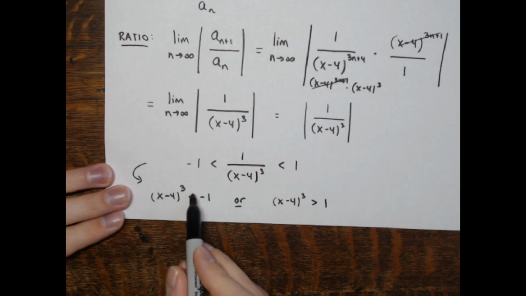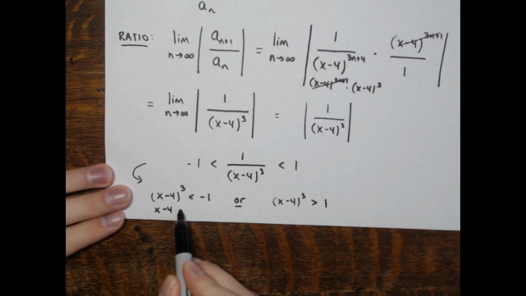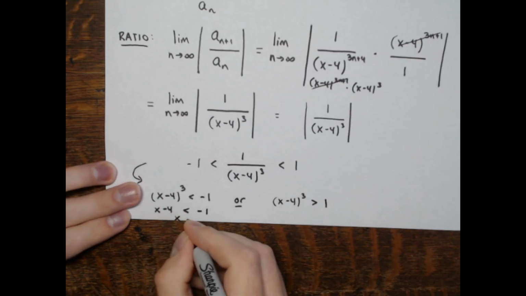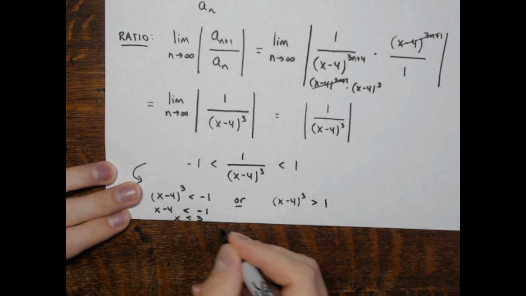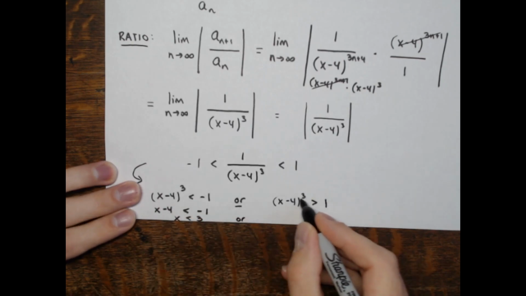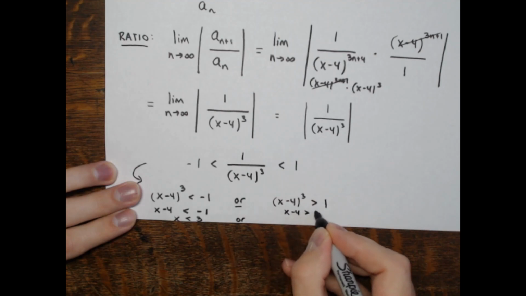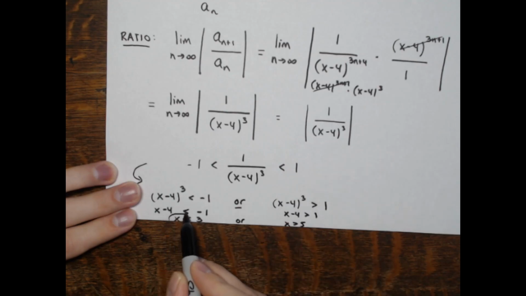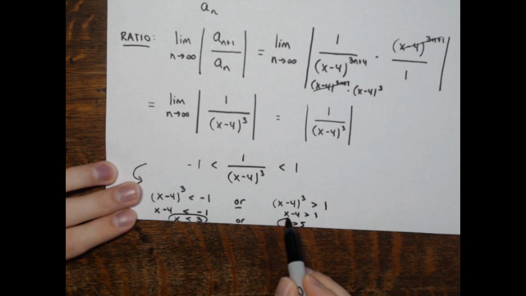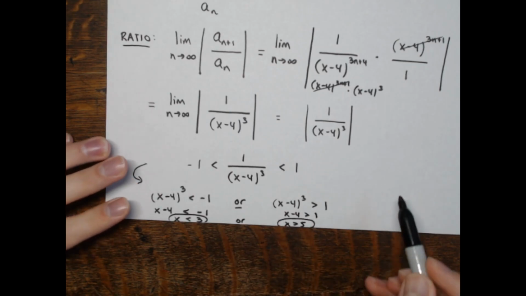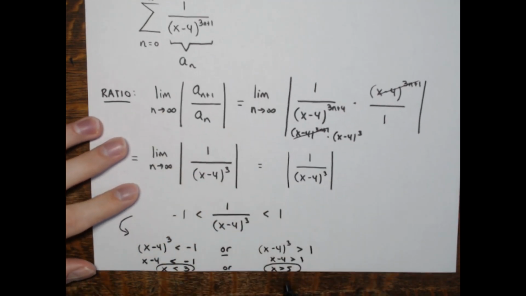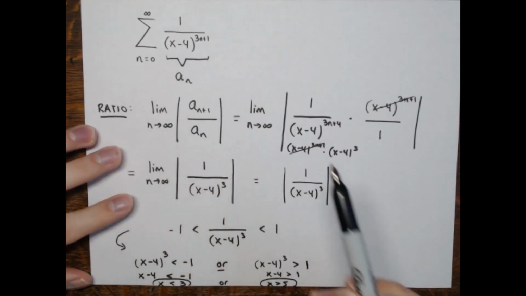Now here, cube root both sides, x minus 4 must then be less than negative 1. And then you add 4, x must be less than 3. Or same thing here, cube root: x minus 4 must be greater than 1. Add 4, x must be greater than 5. So we'll see that x could be less than 3 or greater than 5. So my interval of convergence right now: I can plug in numbers less than 3 and the series will be convergent. I can plug in numbers greater than 5 and the series will be convergent.